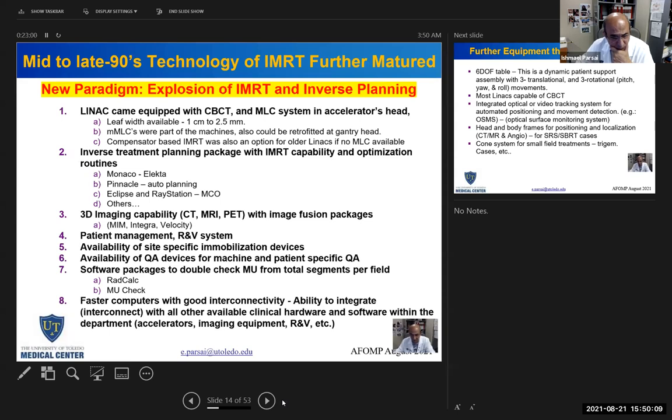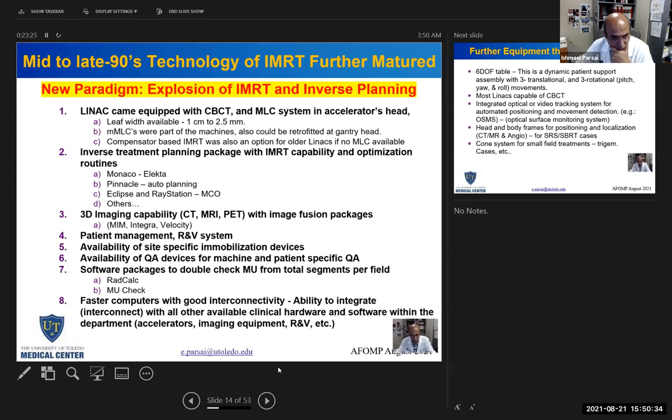And I recall that here in the US, I think Dot Decimal was the name of the company that was making compensators based on the CT data that you would send them, and the next day you would get a number of compensators to put in the head of the gantry per field to create a uniform dose distribution, or whatever dose distribution you needed within your target.